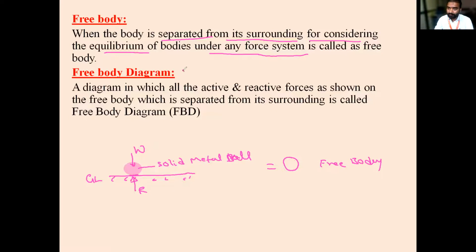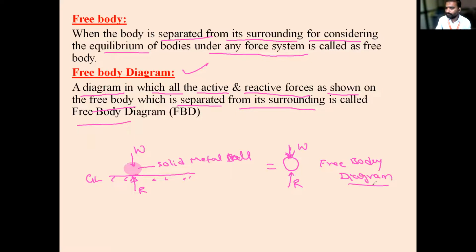Then what is a free body diagram? It is a diagram in which all active and reactive forces are shown on the free body, which is separated from its surroundings. This is a body, so I have to apply all those forces, whatever forces I have removed, to this free body. What are all the forces? Can you tell me? First, the weight is one force, and another force is the reaction from the ground. These are the two forces acting on this body. Now it is called a free body diagram.